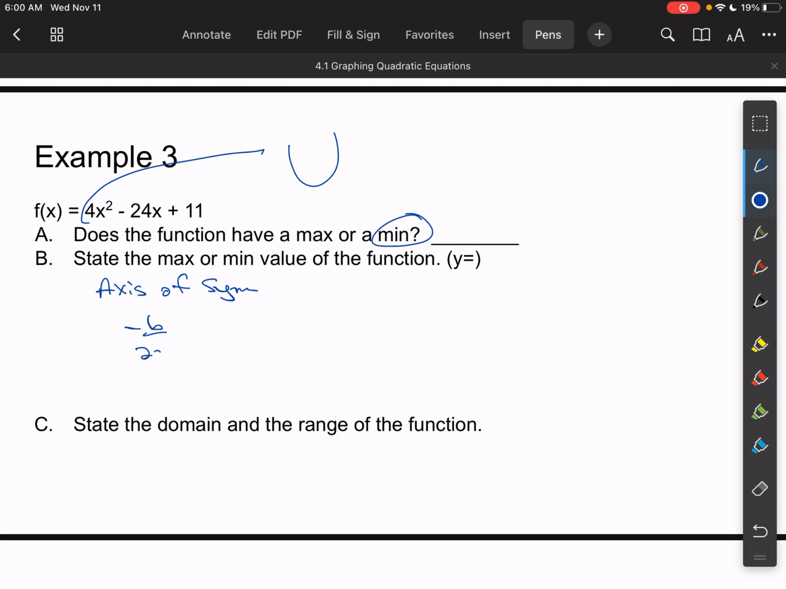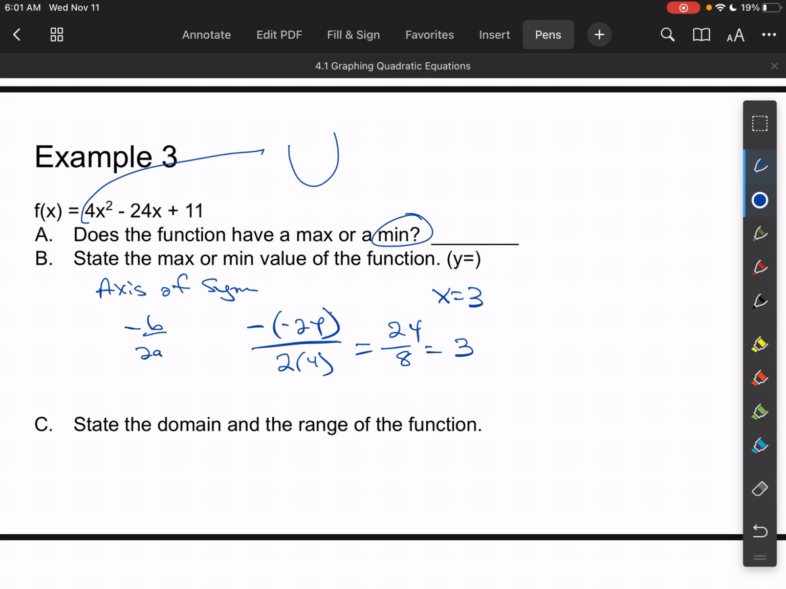Negative b over 2a. Okay, so if I plug in a negative b, that would be positive. Here we go, negative 24. I'll just show you all the steps. Over 2 times 4. This is going to be positive 24 over 8. 8 goes into 24 3 times. So I know I have axis of symmetry happening at x equals 3.